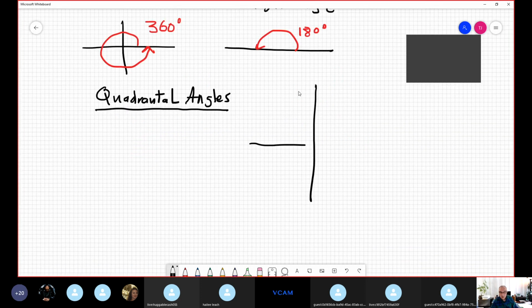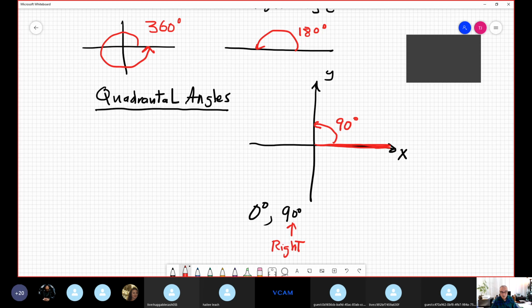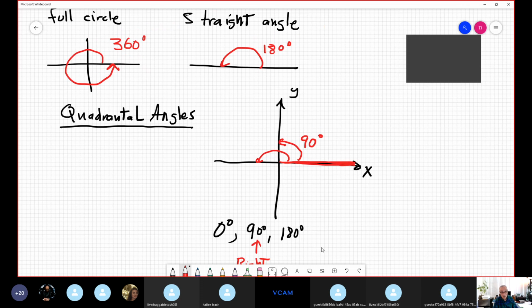Suppose we have the y-axis and the x-axis. Then, this is a quadrantal angle. This is 0 degree. What is this? Comma, 90 degree. What is this? By the way, specifically, 90 degree is called a right angle. Comma, 180 degree. What is this? It is a straight angle.